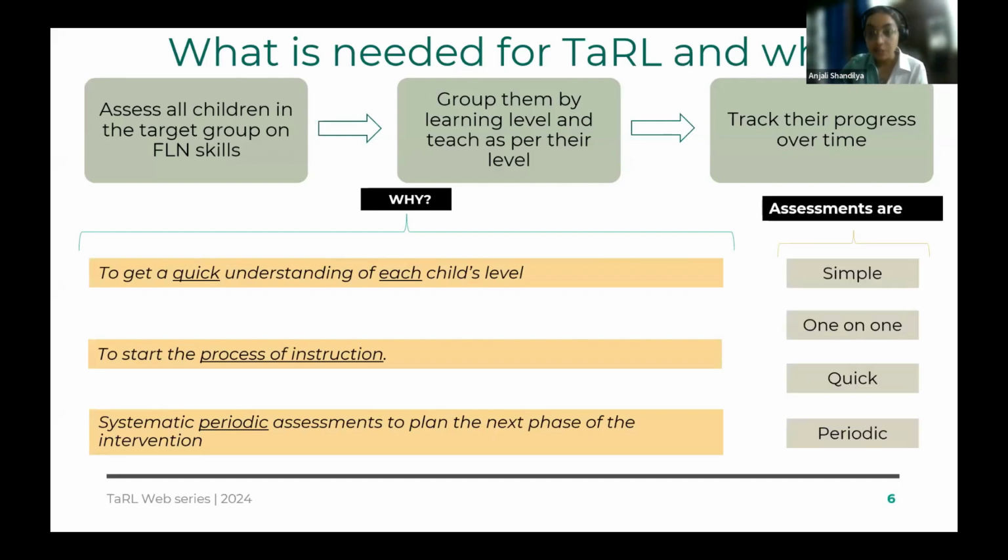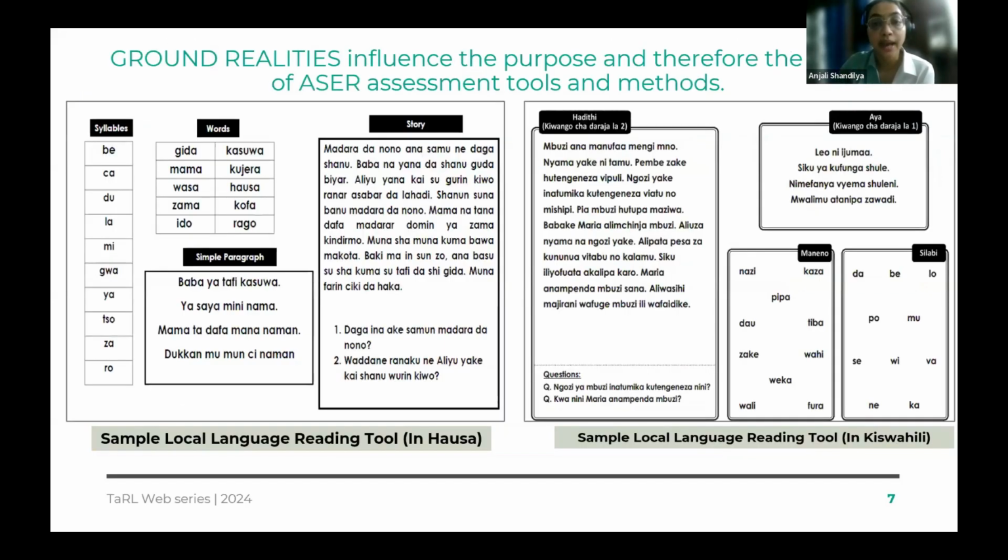And therefore, assessment needs to be simple, straightforward, easy to administer and to understand if we really want people to act on it. And to be able to incorporate all these factors, understanding ground realities is crucial, because they influence the purpose and the design of ASER assessment tools and methods. The ASER tool right now is being used in 17 plus countries in Asia, Latin America, and Africa, and recognized globally as an innovative approach to assessment for understanding the FLN issues. It's been contextualized in more than 30 plus languages within Africa. Here are a few example tools. The first one on your left of your screen is in Hausa, which is used in Nigeria, and the second in Kiswahili, which is used in Kenya.